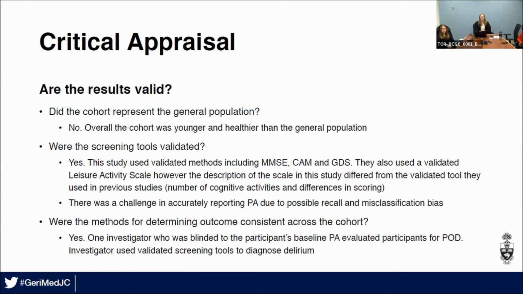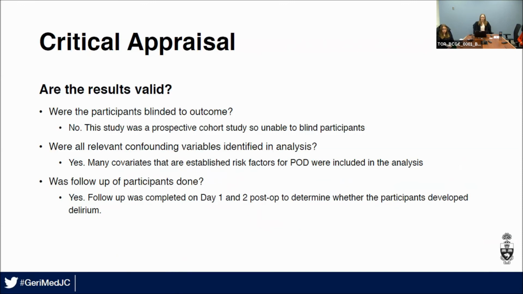Were the methods for determining outcome consistent? Yes, there was one blinded investigator who did all of the CAM assessments, and they used the validated tools. Were the participants blinded? No, this was a prospective cohort study, so they weren't able to blind the participants. Were all relevant confounding variables identified? I think yes, there were many covariates that were established risk factors, and they included those in the analysis. Was there follow-up? There was follow-up on post-op day 1 and 2, around 22 hours and then 32, 33 hours after their operations.